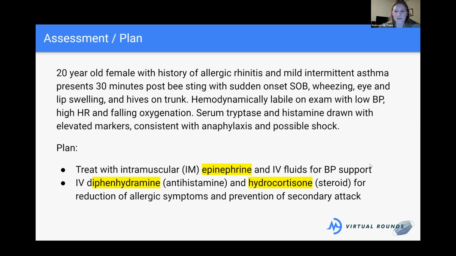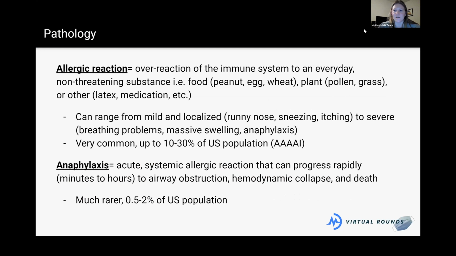All right, before we move on to the pathology section, does anybody have any more questions about this patient's case, the plan? Don't need to go back for anything in the SOAP note at all? All right, well, we will move on to our pathology section.